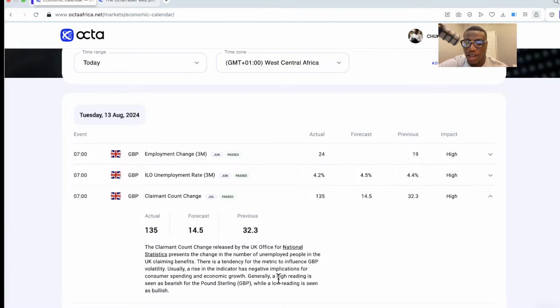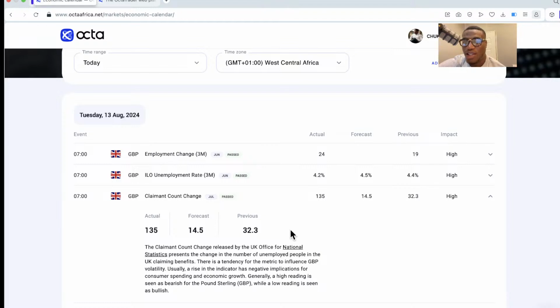So here you would see that a high reading is seen as bearish for the pound sterling, while a low reading is seen as bullish. What's the claimant count change? The claimant count change is released by the UK Office of National Statistics, and it gives you the change in number of unemployed people in the UK that are claiming benefits. And now we had an extremely high reading, which obviously, as you can see, would be seen as bearish for the pound sterling.